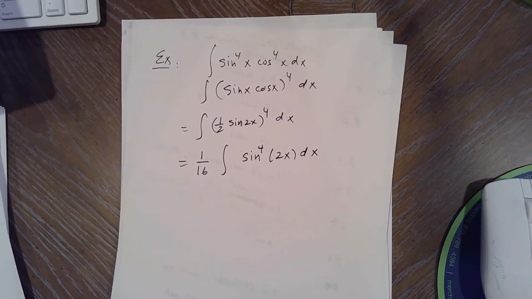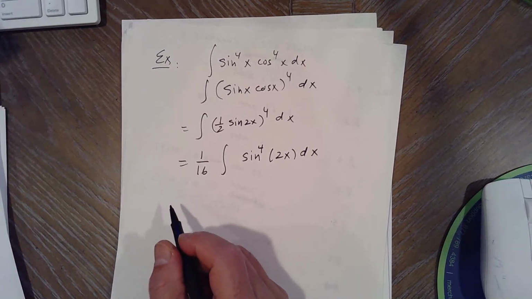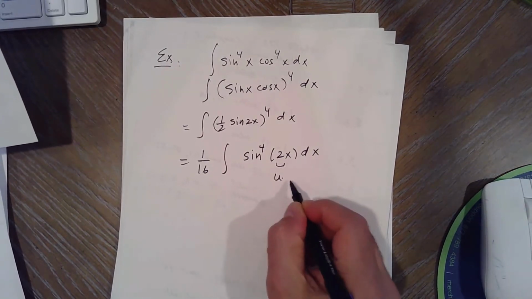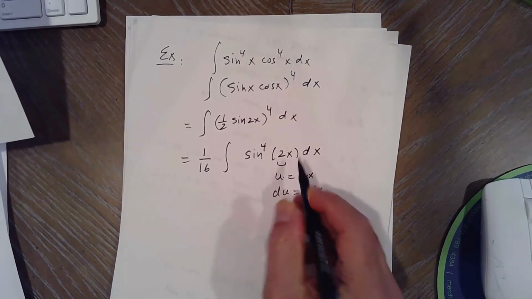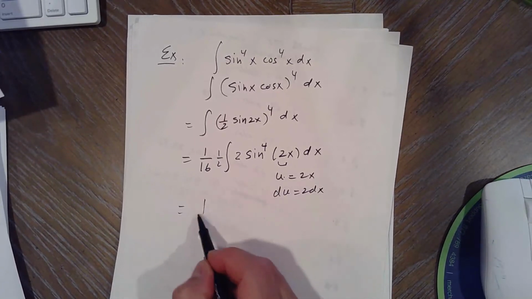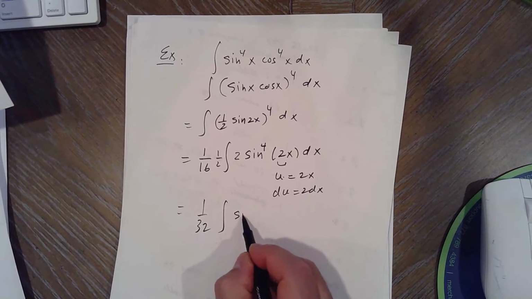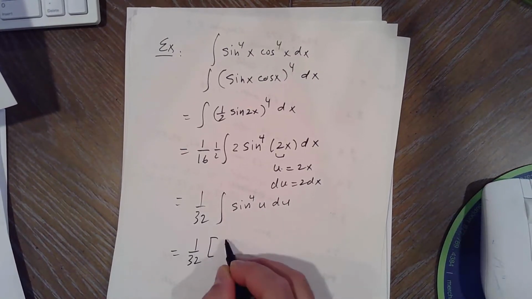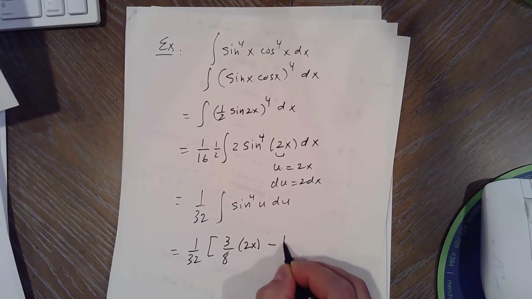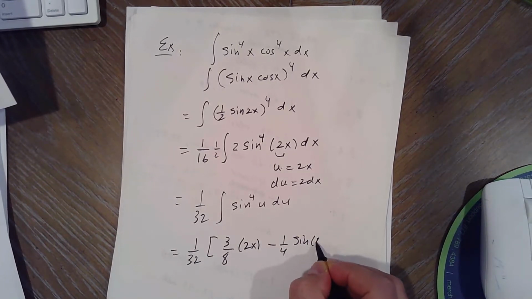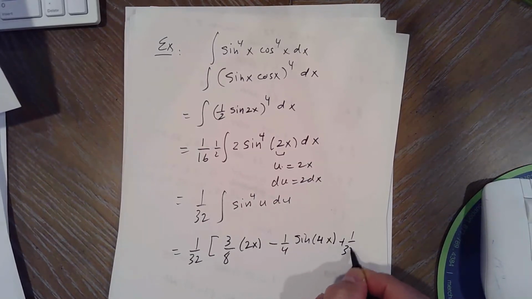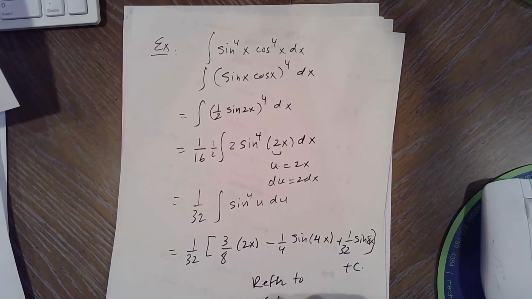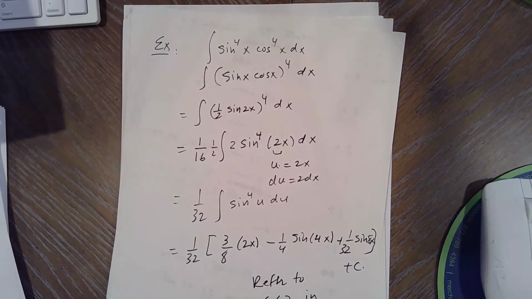And we already did that in example 2, right? Yep, I did that in example 2. So if I let this equal u, so u equals 2x, du is 2 dx. So I need a 2, I need a 1/2, so it's 1/32 integral of sine to the 4th u du, which from example 2, it will be 1/32 times 3/8 u minus 1/4 sine 2u, plus 1/32 sine of 8x plus c. Again, refer to example 2 in the notes that we just did.